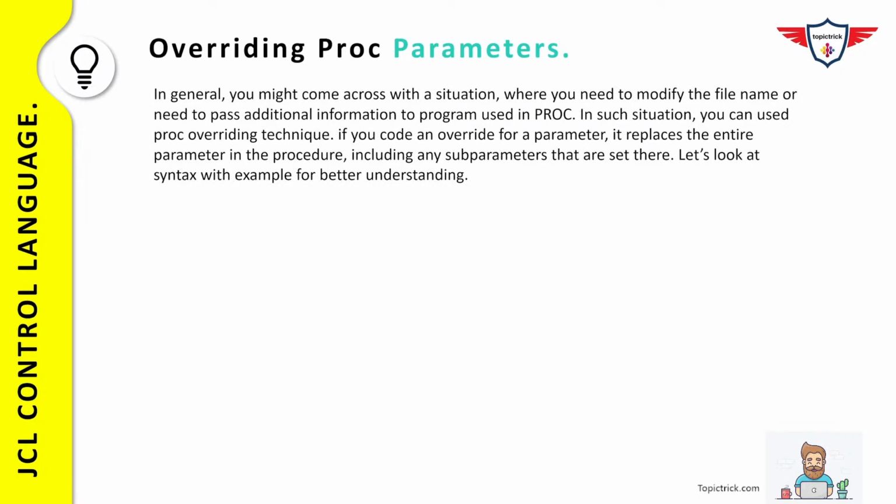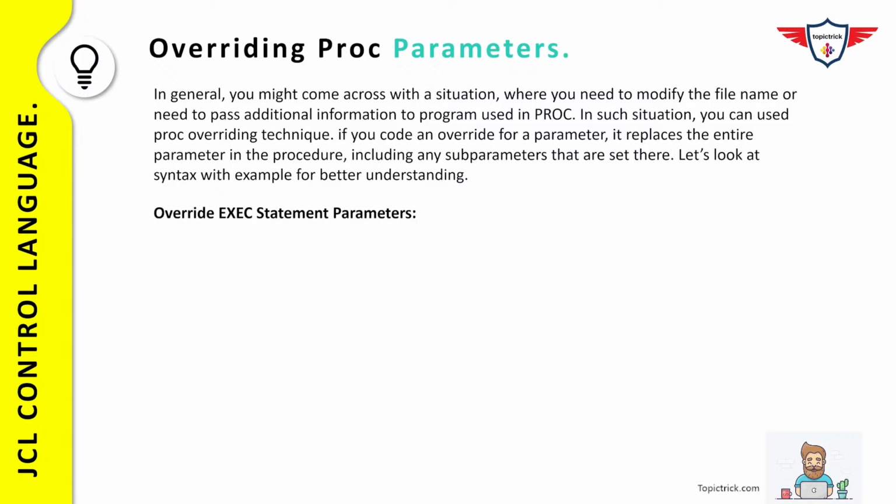So in general, you might have come across a situation where you need to modify the file name, or you need to pass any additional information to the program which is used in a proc or a procedure. In such a situation, you have two options. First one is you go back and change your proc or your JCL. And the second option is you can use the proc overriding technique.